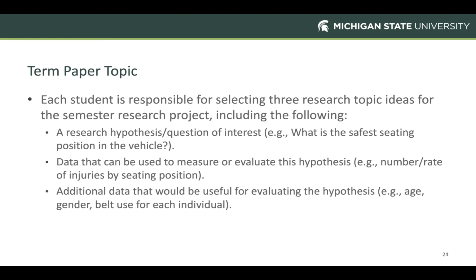And then thirdly, continuing on the preceding slide, what additional data would be useful for you to evaluate that hypothesis? So in addition to knowing what seating position a person was in, there's other factors that would affect injury, including age, gender, whether or not that person was belted, whether airbags were installed in the vehicle, etc.